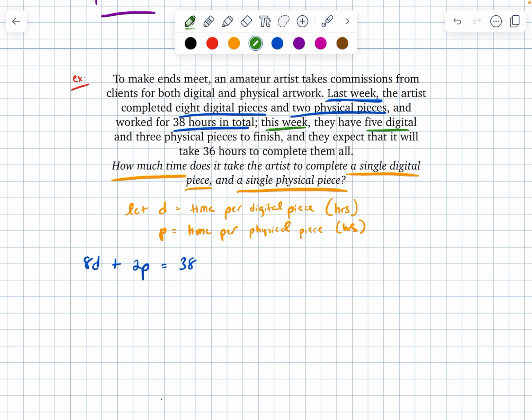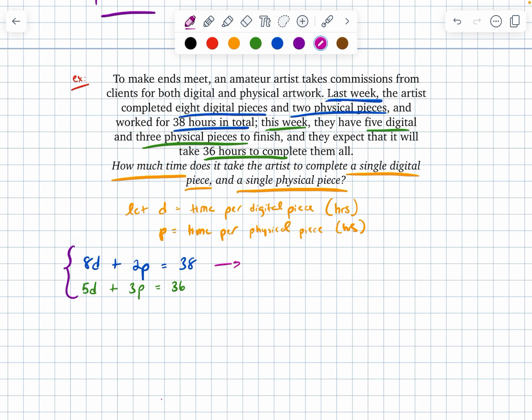Same idea here. For my this week equation, I have 5 digital pieces, 3 physical pieces, and 36 hours in total. So if I take 5 times the amount of time per digital, plus 3 times the amount of time per physical, that should sum to my 36 hours. Cool. There is our system of equations. I'm going to choose to do this one using substitution.